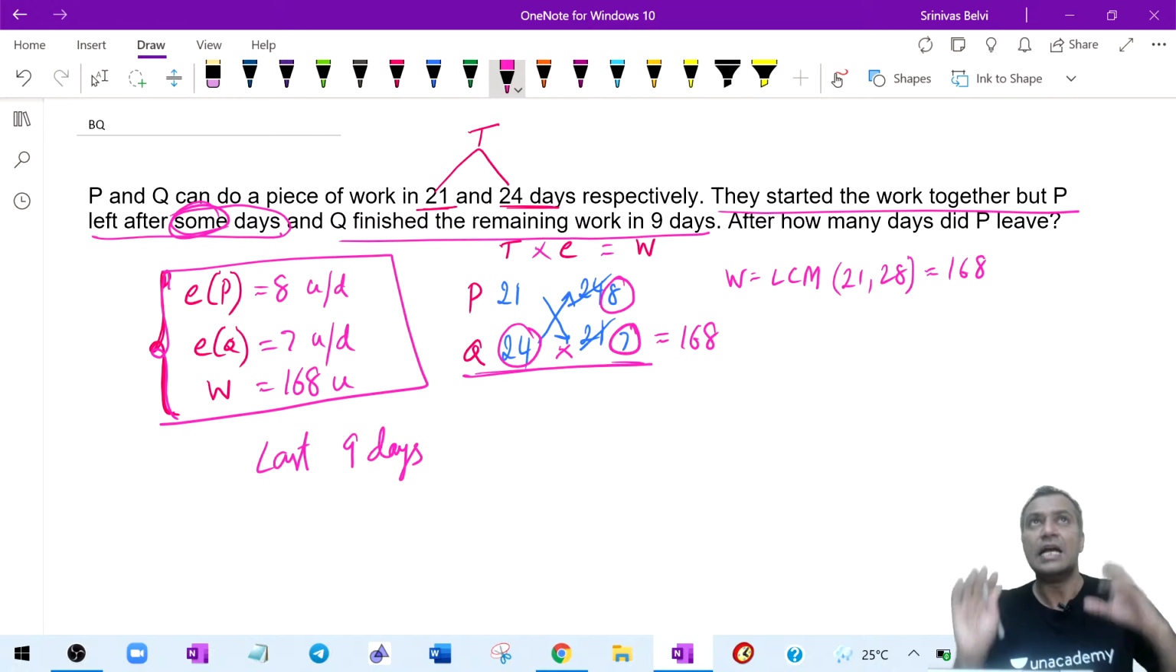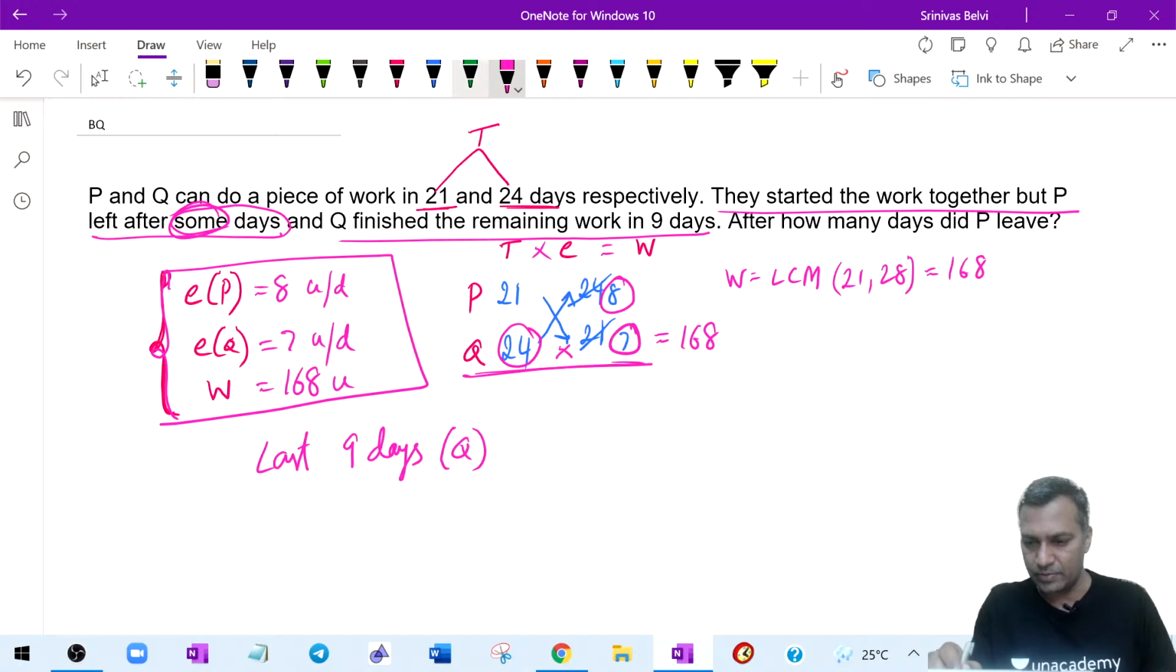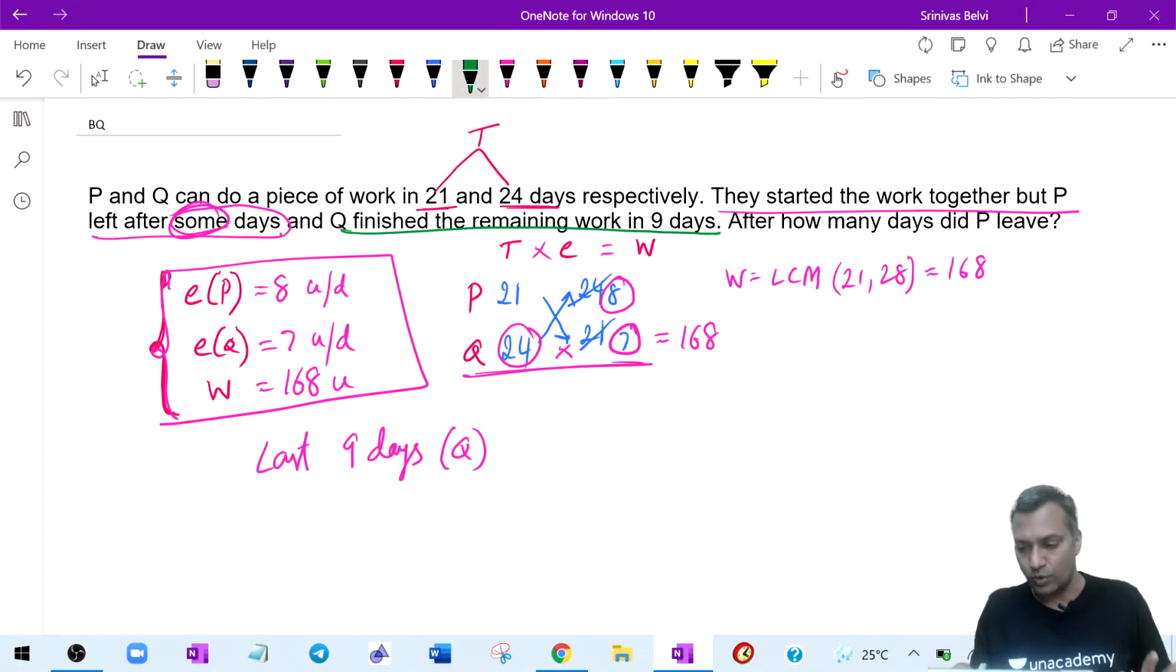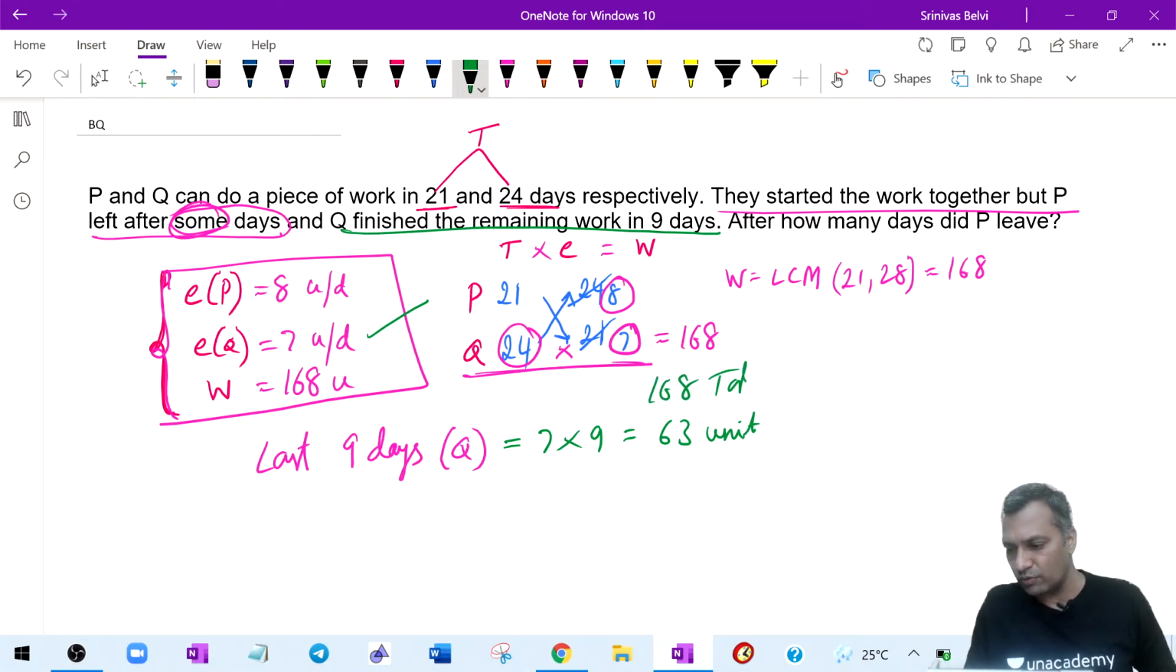Why the last 9 days? Data is clear about the last 9 days. Who worked in the last 9 days? Only Q worked. Q finished the remaining work in 9 days, which means in the last 9 days Q worked. How much work will he accomplish? Efficiency of Q is 7 units, so 7 into 9, 63 units Q has done in the last 9 days. The total work is 168 units. So the remaining work is 168 minus 63, which is 105 units.